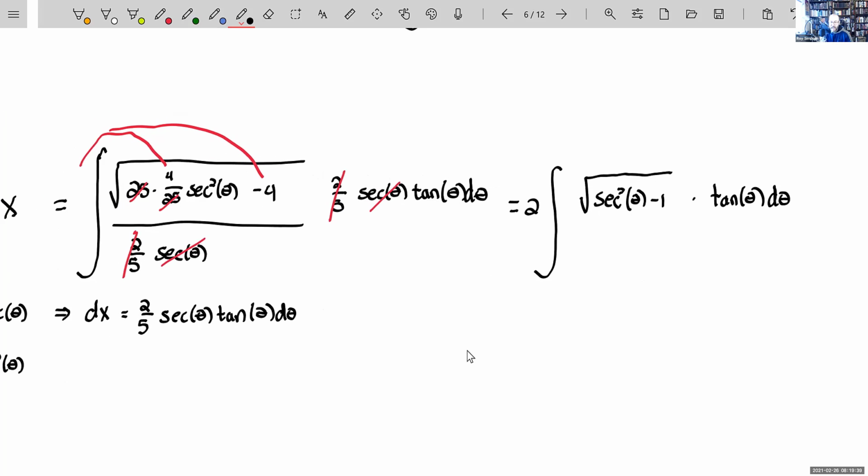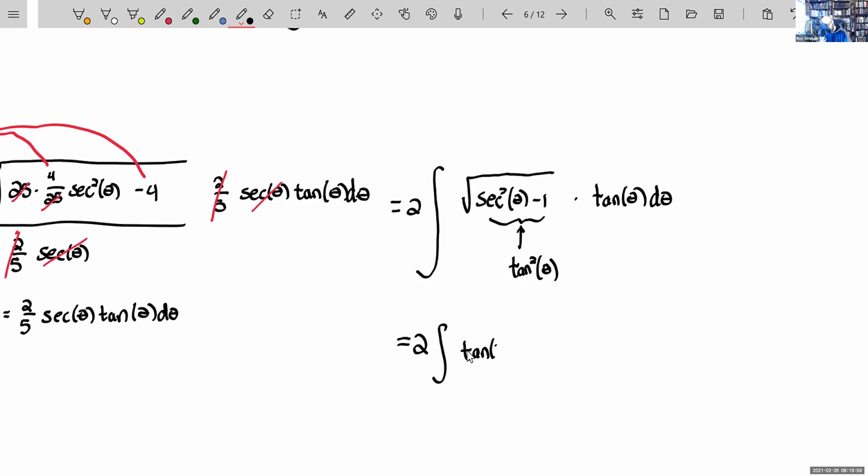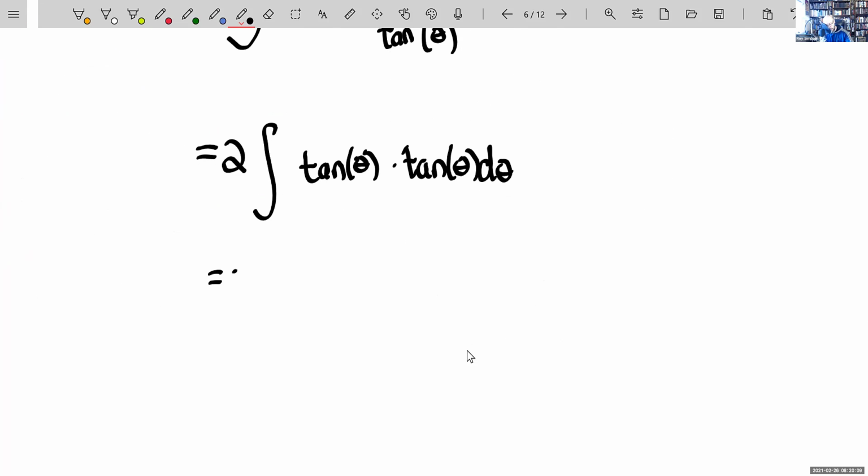Everything else is canceled. And secant squared of theta minus 1, that's tangent squared. So I'm just going to write that below it. That guy right there is tan squared of theta. And we're going to take its square root. So that's going to be 2 times the square root of tan squared, which is a tangent, times tangent. I didn't want to do that all in one step because I wanted to make sure I didn't lose anybody on that. So we have 2 times the integral of tan squared of theta d theta.